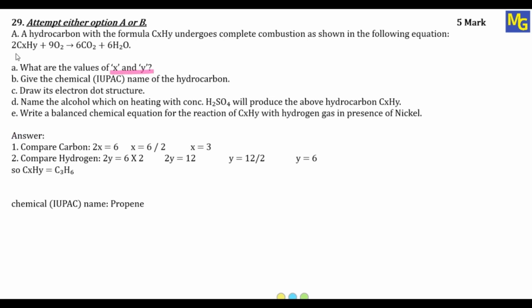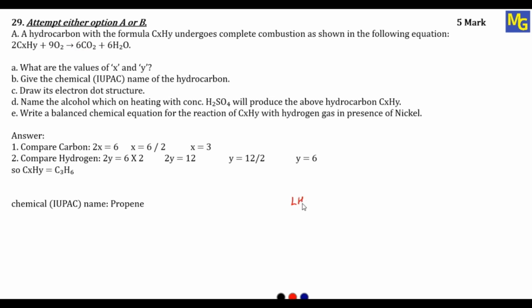Now see the reaction. The whole reaction is balanced. The number of atoms present on the left hand side is equal to the number of atoms present on the right hand side. So by using this concept, we can solve easily. So we have to compare first. First go for carbon. So we will compare the carbons. So see, how many carbons? Here it is 2CxHy. This 2 is applicable to carbon as well as hydrogen. So how many carbon on the left hand side? 2Cx, and on the right hand side how many? 6 carbon.